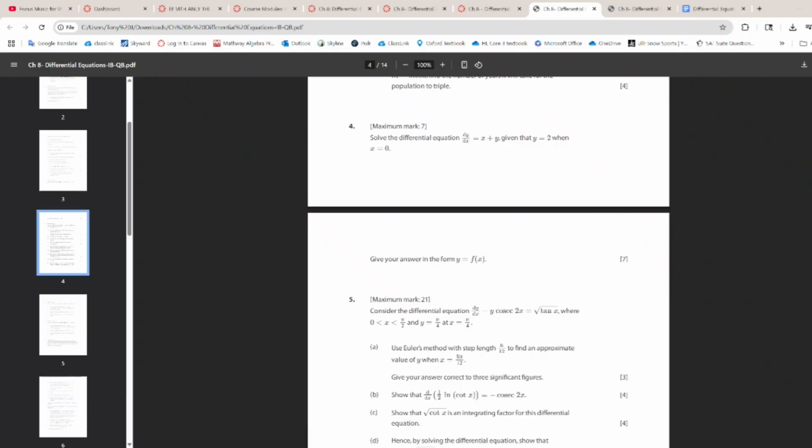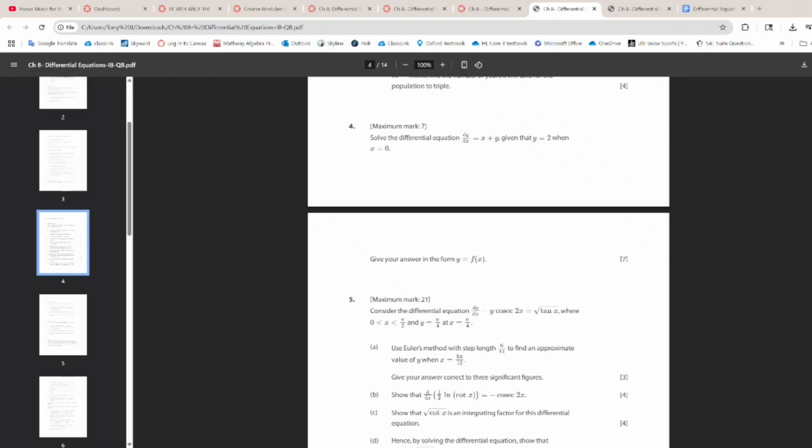So number 4 here, we basically have to solve a differential equation, and we are given dy over dx equals x plus y. And so when I see this problem, you would immediately jump to thinking, oh hey, we have a dy dx on the left here, right? How can I manipulate this so that it can be reduced down to a function? So when I see this, I would think about moving the y to the left side. So we would get dy over dx minus y equals x.